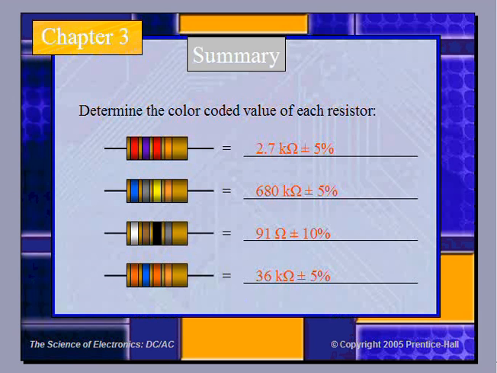680K, so we have a light blue, green, and yellow. So you have 680K, and then 91 ohms and 36K.